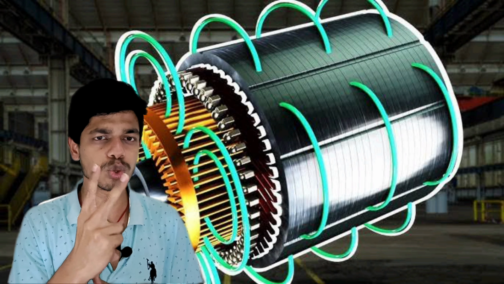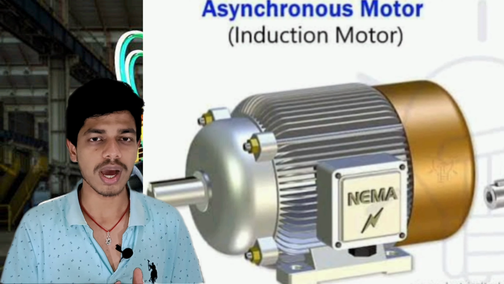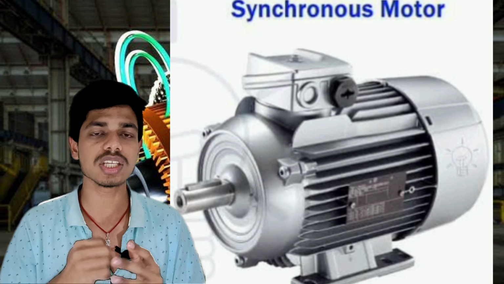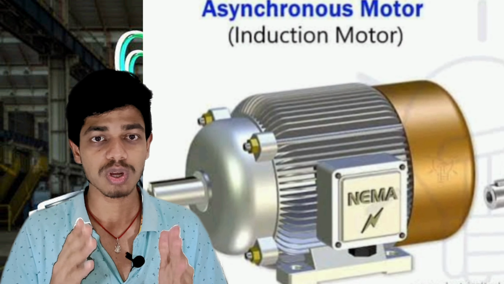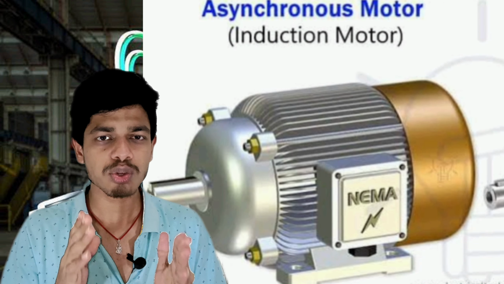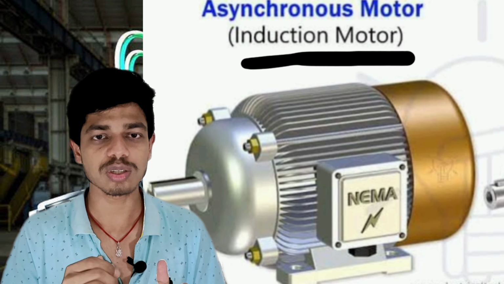Today we discuss AC motors and what the types of AC motor are. There are basically two types of AC motor we use: one is the asynchronous motor and the other is the synchronous motor. Now we discuss the asynchronous motor. This asynchronous motor is also known as the induction motor.